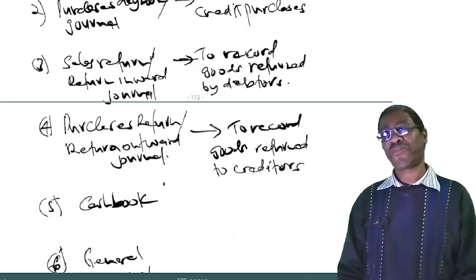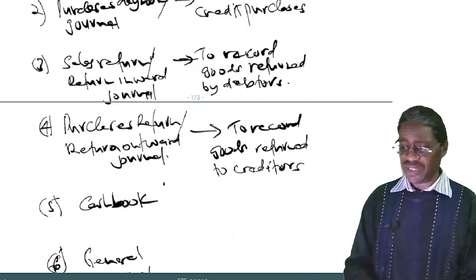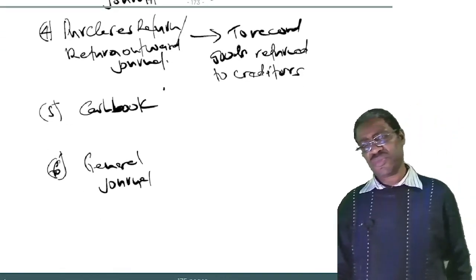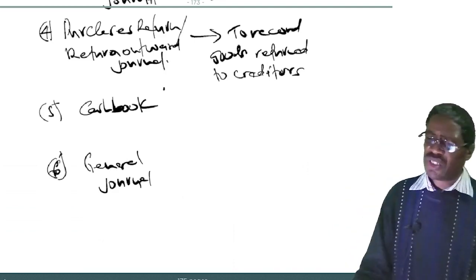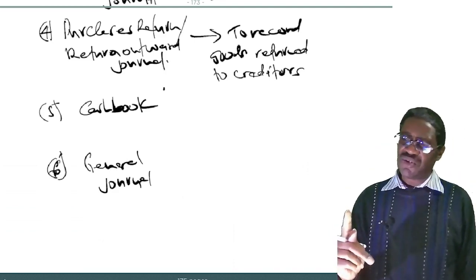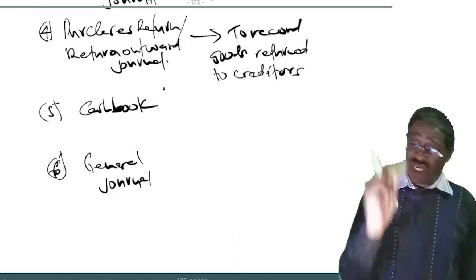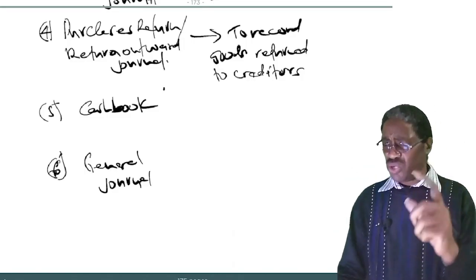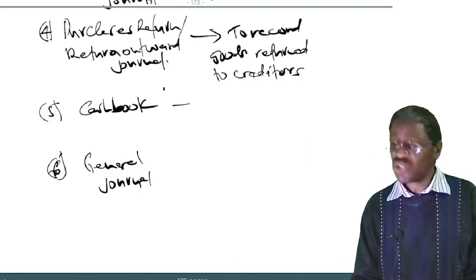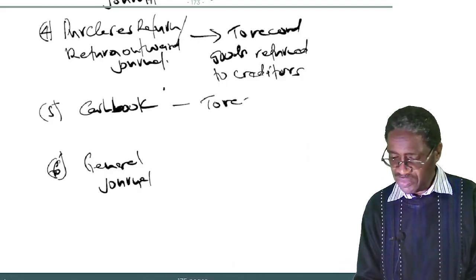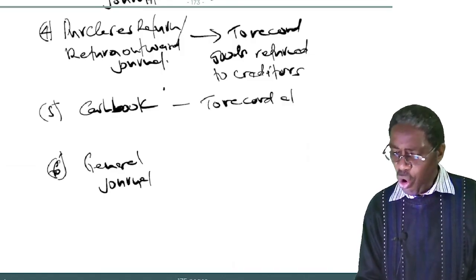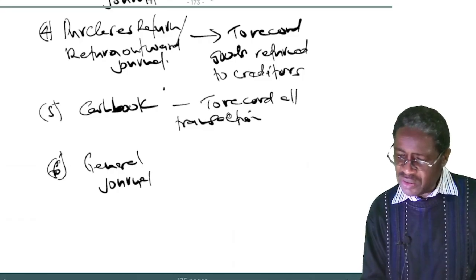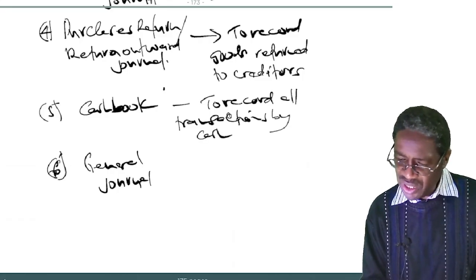Good. That's okay. I hope you are getting that. Good. Next, cash book. Of course, I told you cash book has two accounts. It has the cash account and the bank account. So we normally use cash book to record all transactions by cash or by check.